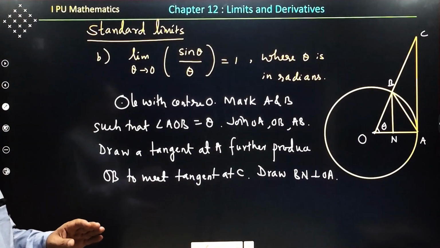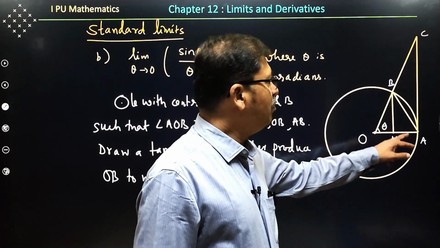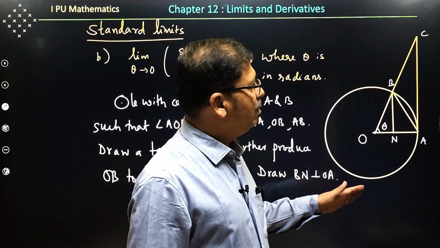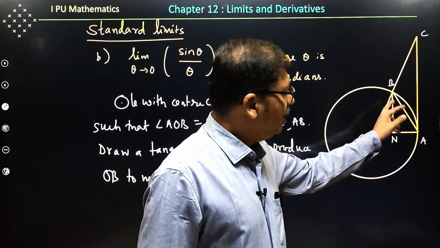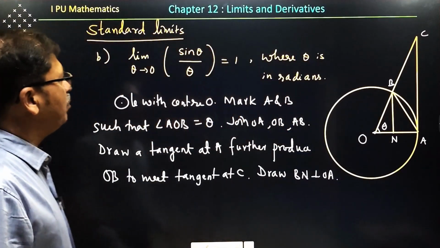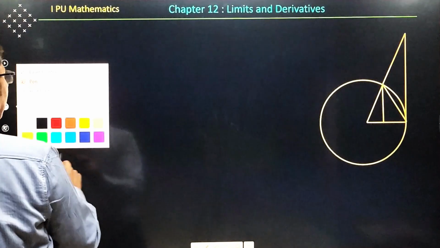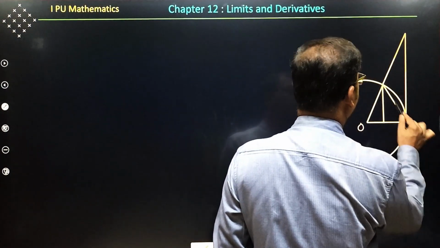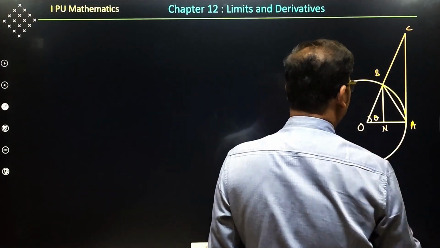Once again I would like to brief this. There is a circle with center O. A and B are marked such that angle AOB is equal to theta radians, and at A I have drawn a tangent, and OB meets the tangent at C, and we have joined OA, OB and AB. So this is the preliminary consideration. With this data, what we need to calculate? See, this is the center O, this is A, this is B, this is C, and this is N, and this is theta radians. Please concentrate.